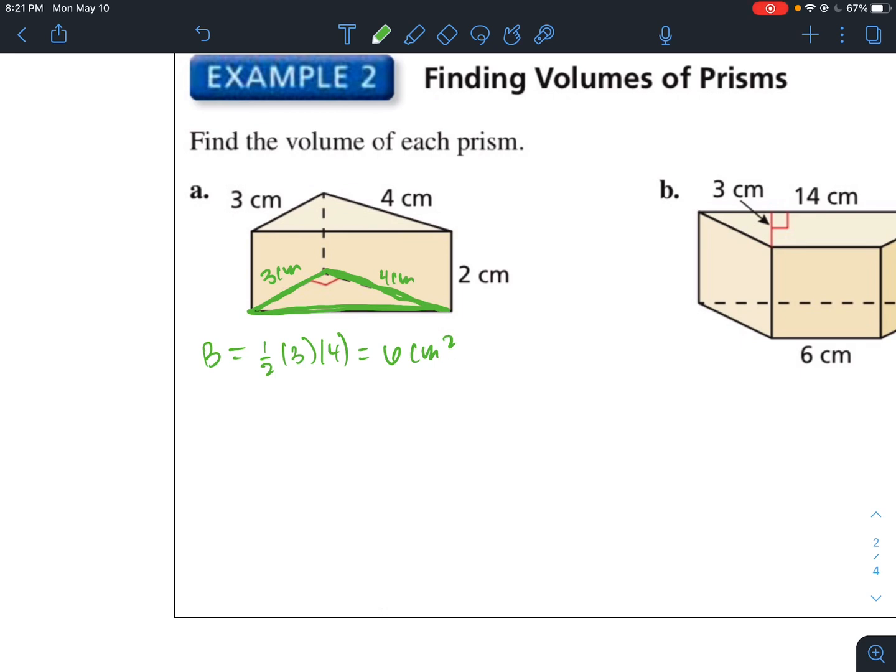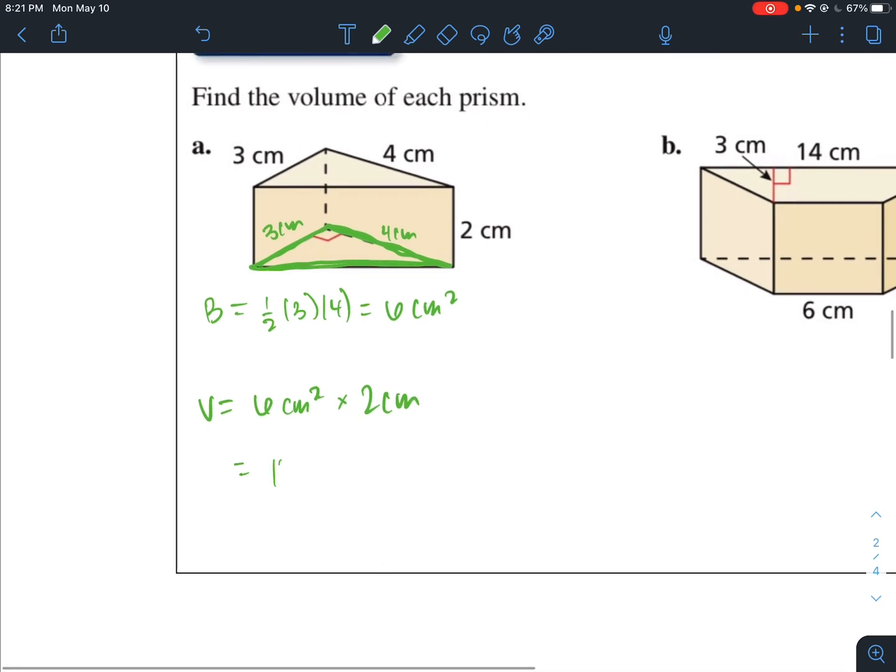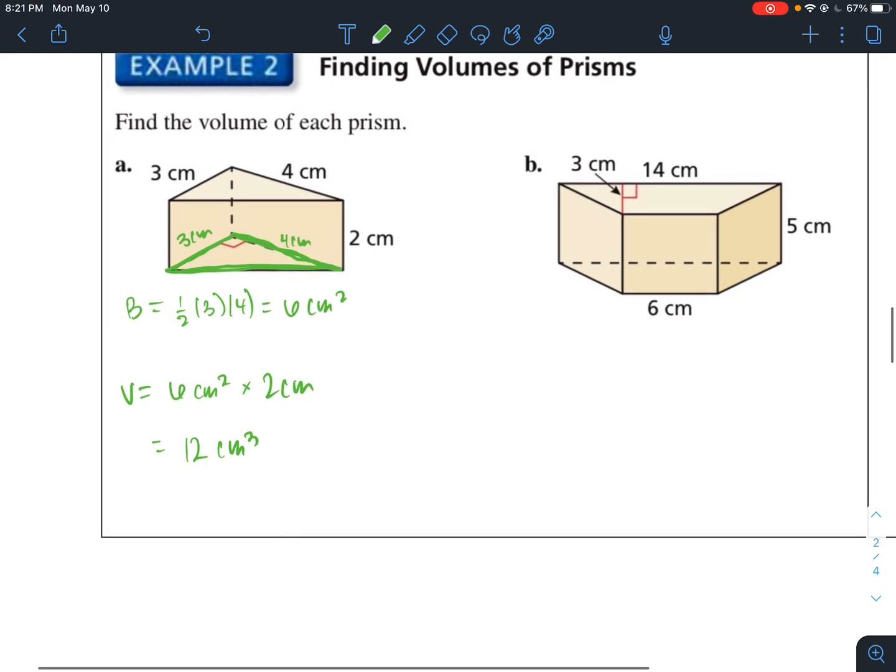Okay, and then to find the volume, we just need to take the base, which is 6 centimeters squared, and multiply that by the height, which in this case is 2 centimeters. When we do that, we get 12 centimeters cubed, because we have squared and centimeters right there. Multiply together, you get cubed.